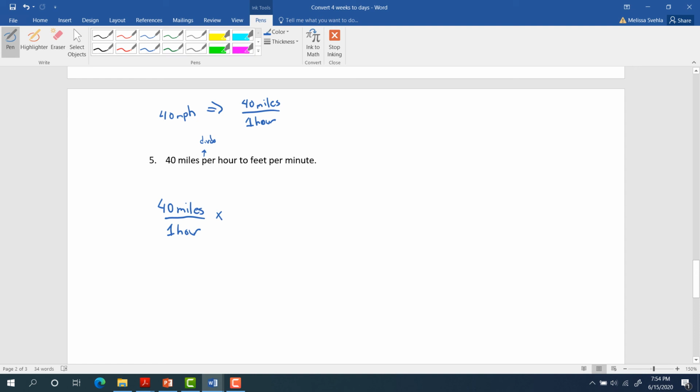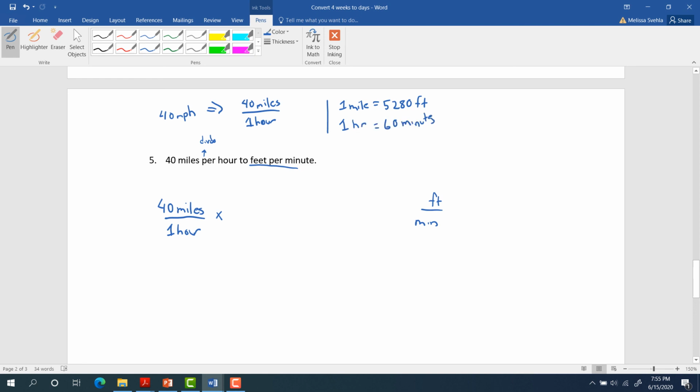And at the very end, we want feet per minute, so we want feet over minutes. There's a couple of things I know: 1 mile is 5,280 feet, and 1 hour is 60 minutes.